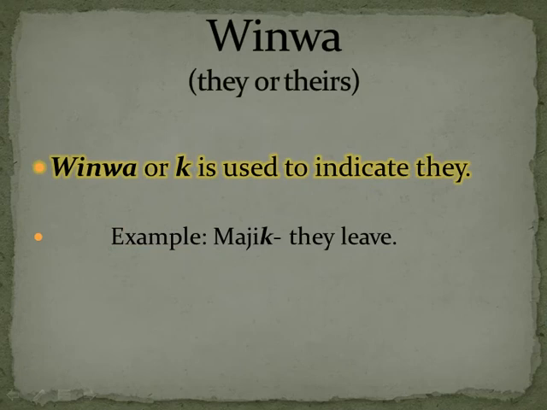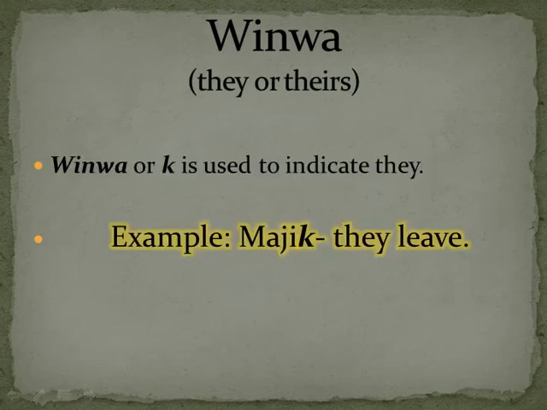Weenwa is they or theirs. Weenwa, and the K is used to indicate they. For example, majik, they leave. And occasionally you'll see something with a week on the end too, but it's not as common. So weenwa is they, and the K indicates it on the actual verb. So again, you could put any verb and run it through this pattern.